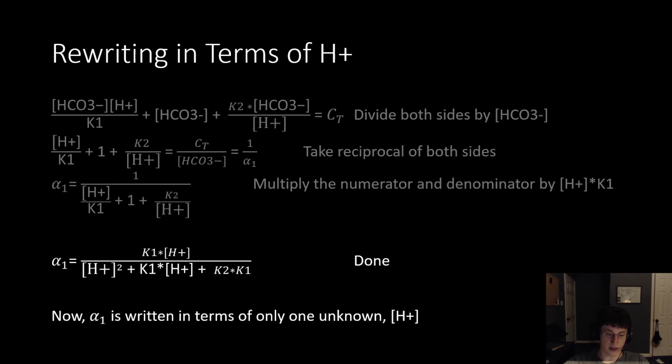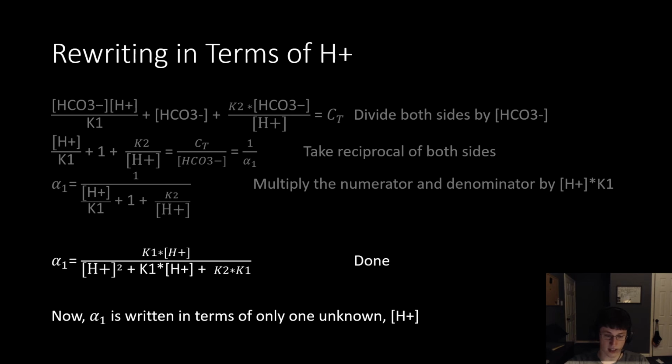And so now alpha value 1 is written only in terms of one unknown, which is hydronium. Even though it looks like it has more unknowns with K1 and K2, we know the dissociation constants of carbonate and carbonic acid and all those things, and so that's why they're not considered unknowns.